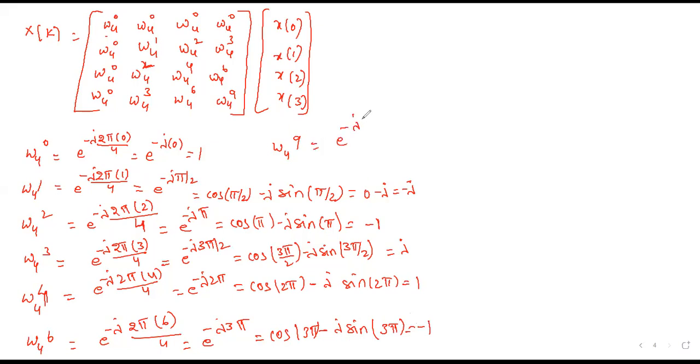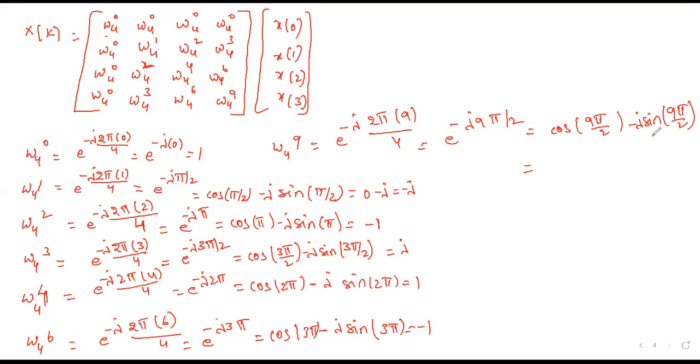e to the power of minus j 2 pi into 9 divided by 4, which can be written as e to the power of minus j 9 pi by 2, which is equal to cos 9 pi by 2 minus j sin 9 pi by 2, where cos 9 pi by 2 is equal to 0 and sin 9 pi by 2 is equal to 1. So this should be equal to minus j.